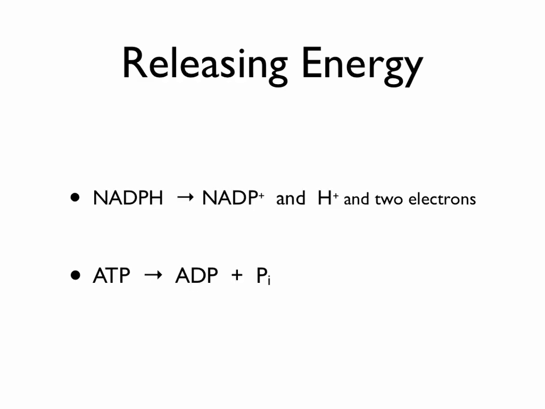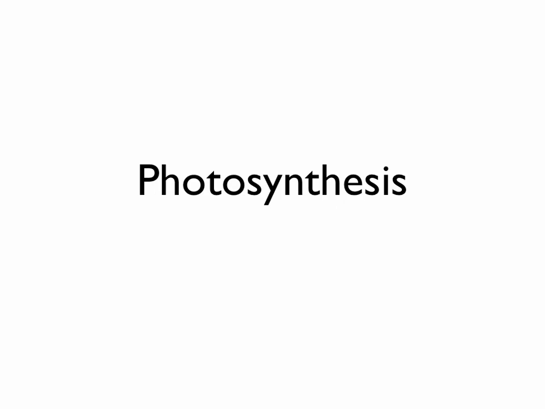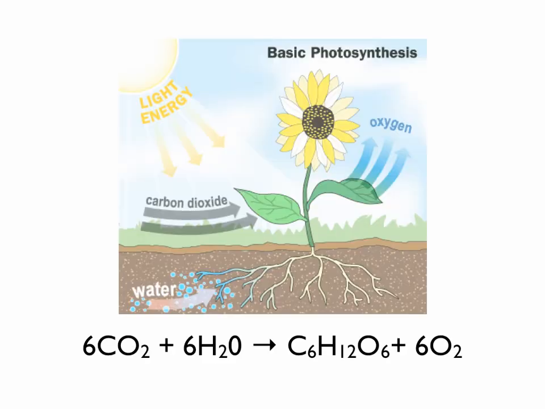Likewise, the cells that are undergoing photosynthesis can release energy in 2 ways. NADPH can be broken down into NADP+, a hydrogen ion, and 2 high energy electrons. And ATP can be broken down into ADP and Pi, releasing kinetic energy. So let's take a look at what these 2 molecules have to do with photosynthesis. Remember this diagram? It shows us the basic raw materials like carbon dioxide and water that are used to create sugar and oxygen waste as part of the plant's photosynthetic processes.